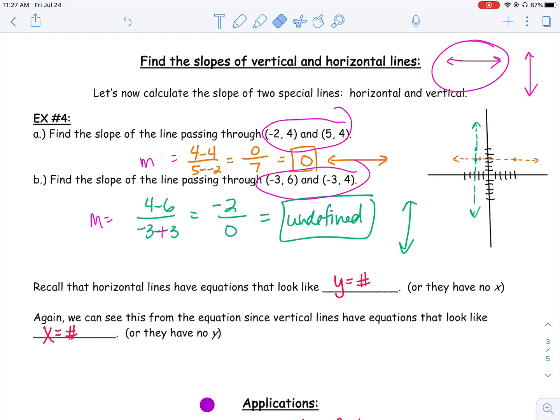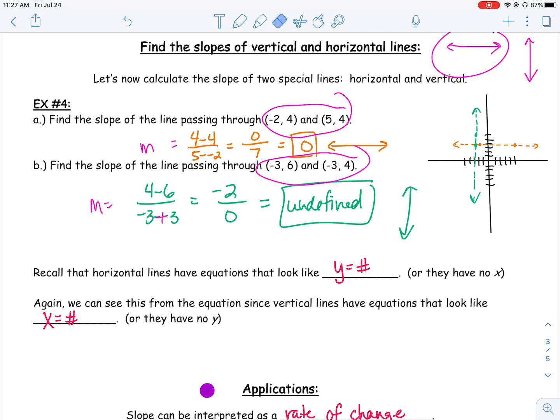So recall that a horizontal line has the equation y equals a number, right? It touches the y-axis and it has a 0 slope. There is no x. And a vertical line has the equation x equals a number. It touches the x-axis. It never touches the y-axis. Remember, it has an undefined slope.